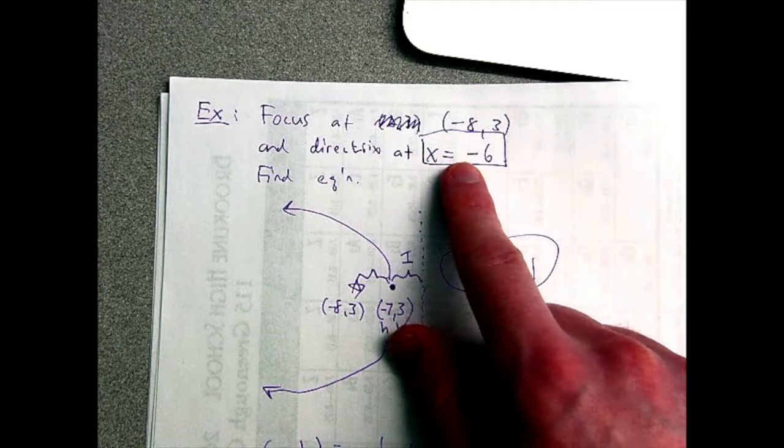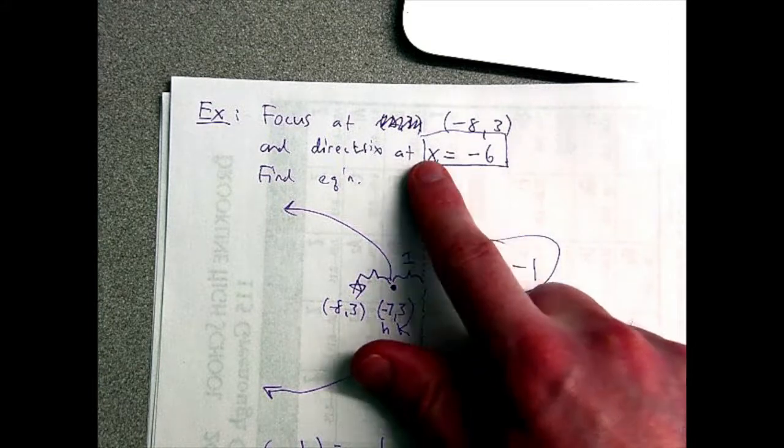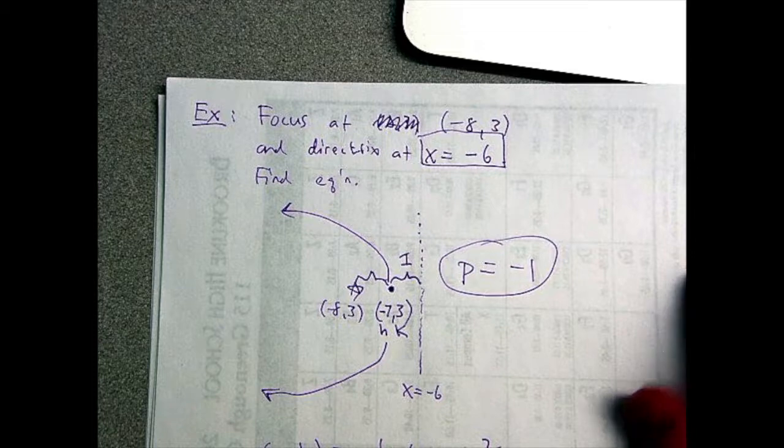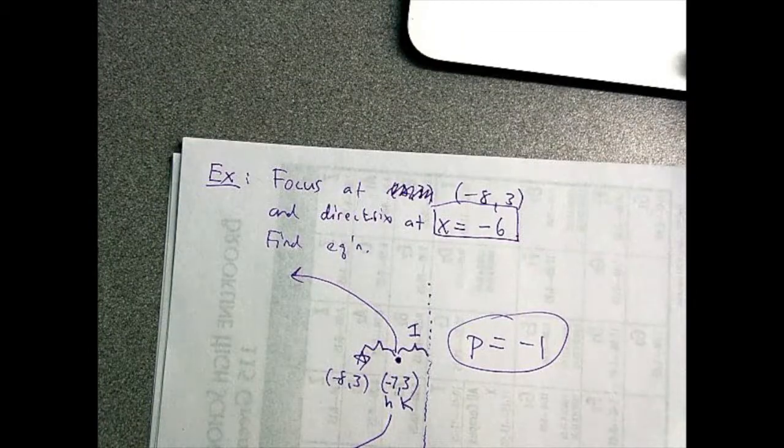And just always be careful about whether your directrix is supposed to be a horizontal or a vertical line. Look at the form of the equation. Is it x equals a number or y equals a number? That will tell you whether it's vertical or horizontal. Okay, that is it.